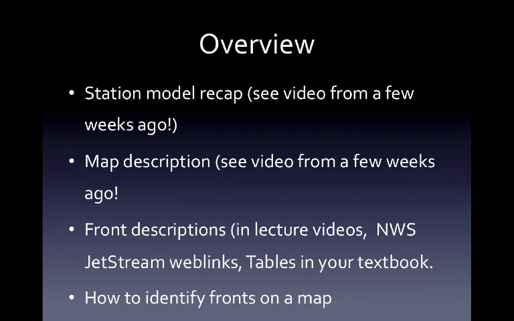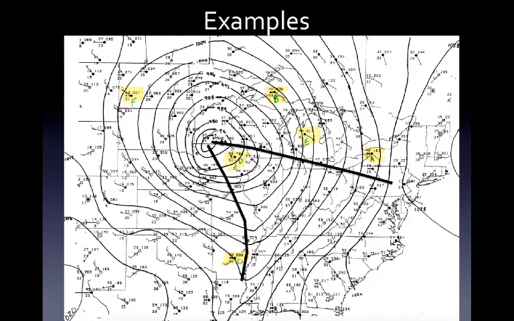It will also be helpful to review what the types of weather fronts are and also what type of weather is associated with each one. So I talk about these in the lecture videos for this week. The National Weather Service jet stream web links that I have in the lecture page also will help, and there are some great tables in your textbook. So we're going to focus here on how to identify fronts on a map.